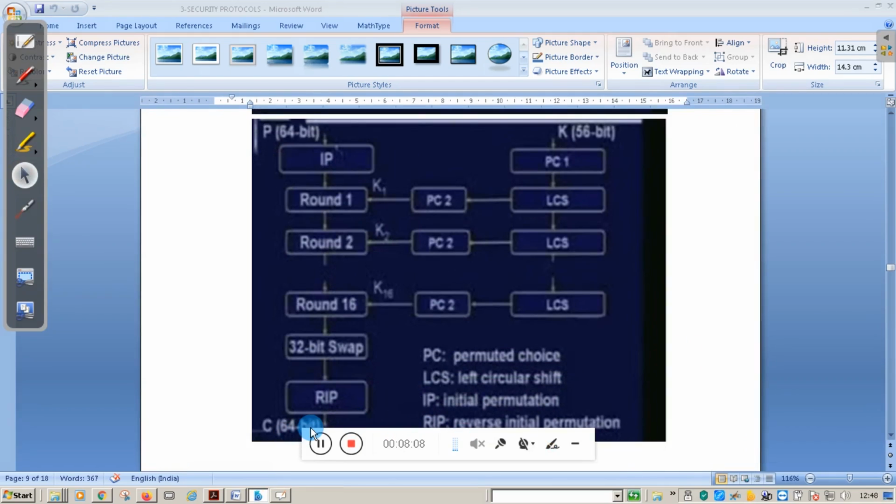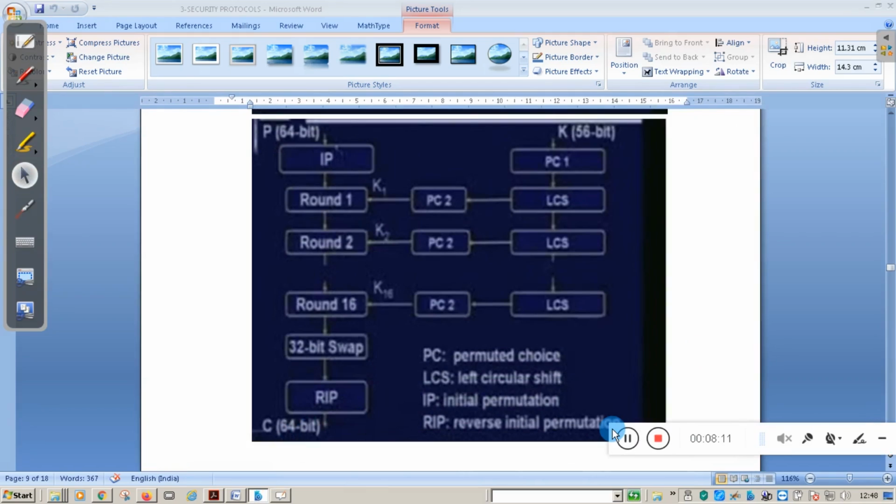Now let's understand how the DES algorithm works. DES stands for Data Encryption Standard. Here we have a 64-bit plain text, and we have a key of size 56 bits. Initially the plain text is subjected to the initial permutation round. In the initial permutation round, we permute the bits in a particular order. After that, the output of the initial permutation is passed to 16 different rounds. I will come to that one.